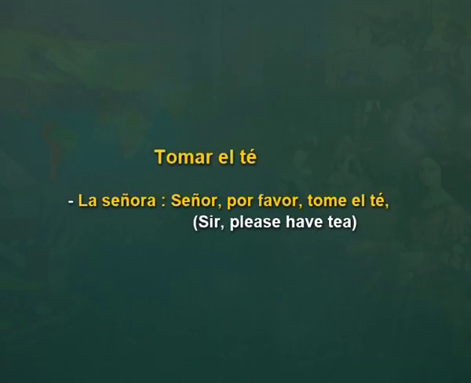Let us look at another context. Tomar el té is to have tea. So, you are offering someone tea and you say, toma el té por favor. Have tea please.